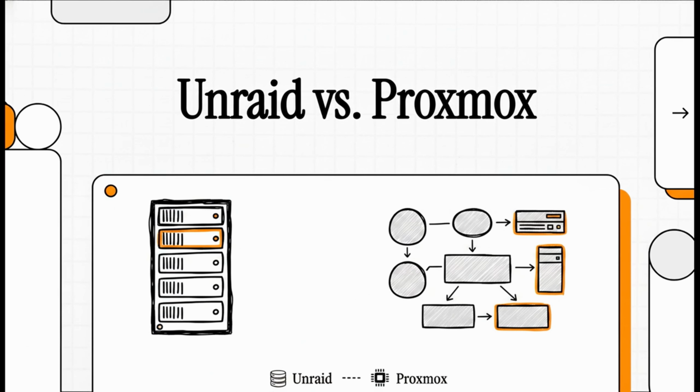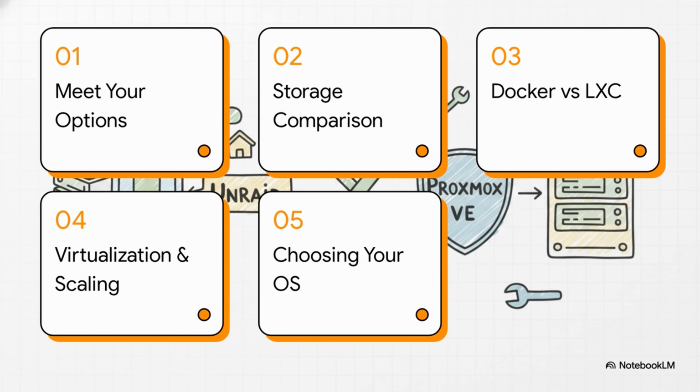Here is our roadmap for today's showdown. First, we'll meet your home server options. Then we'll cover storage, flexibility versus enterprise, followed by Docker apps versus LXC containers. After that, we'll get into virtualization and scaling out. And finally, wrap up with choosing your ideal OS. Let's just dive right in.